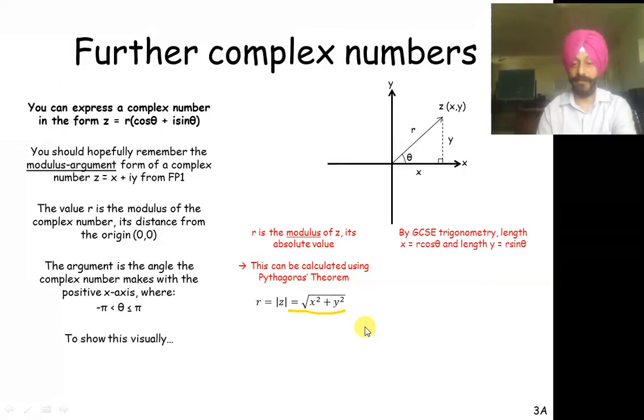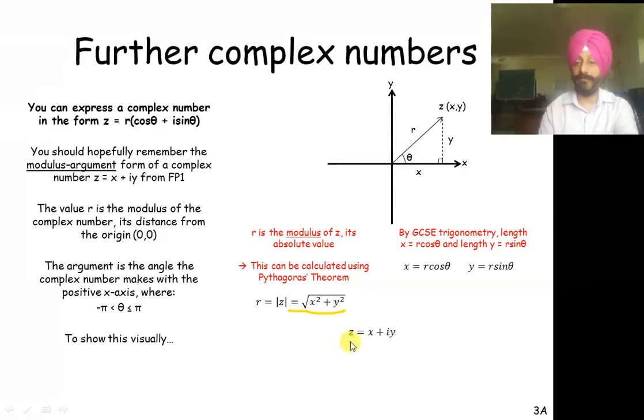And then next, by the trigonometrical formula, x is equal to r cos theta and y is equal to r sin theta. Why is x equal to r cos theta? Because x by r is equal to cos theta, base over hypotenuse. So x is equal to r cos theta. Similarly, y over r is equal to sin theta, so y becomes r sin theta.